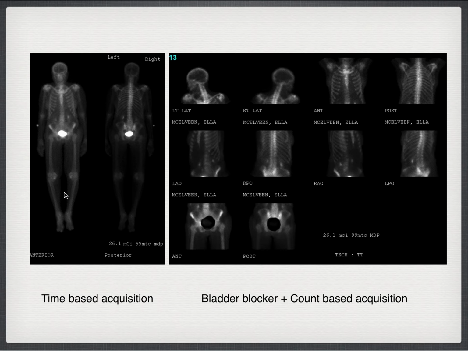But as you can imagine, if this image was a count-based acquisition, a lot of the counts would come from the bladder, and very few counts would come from the bones themselves.